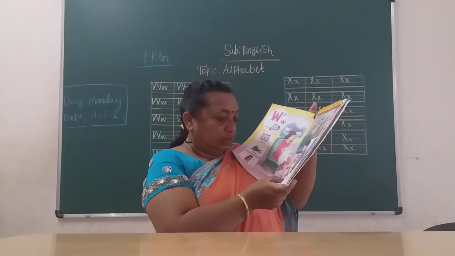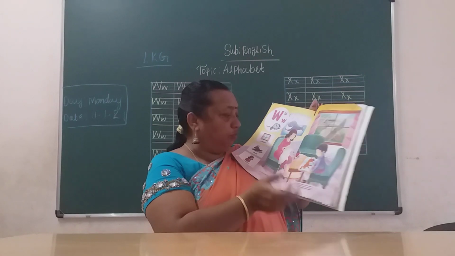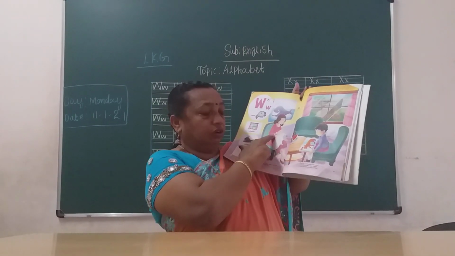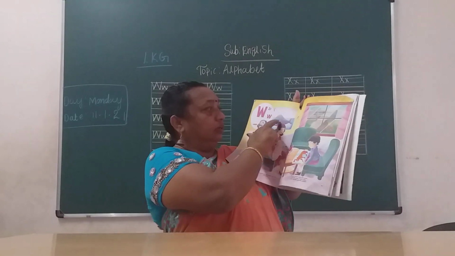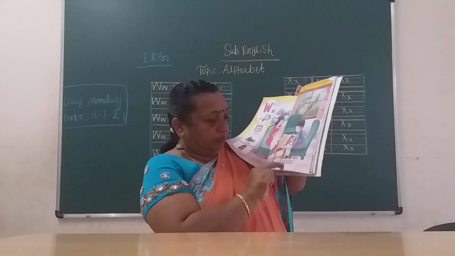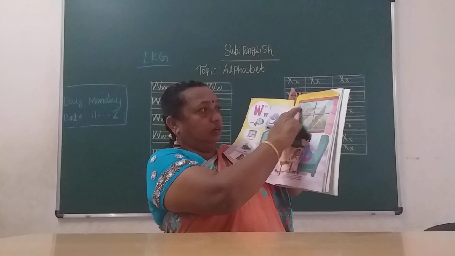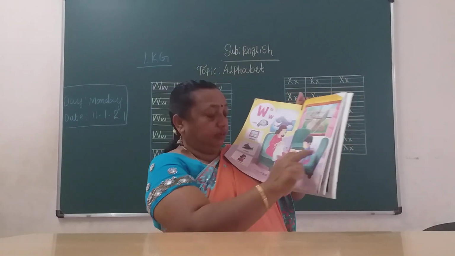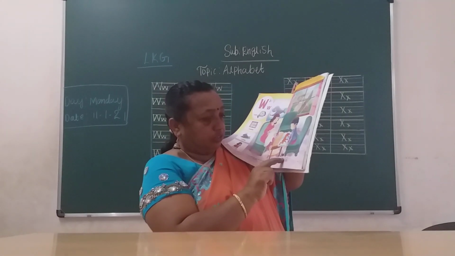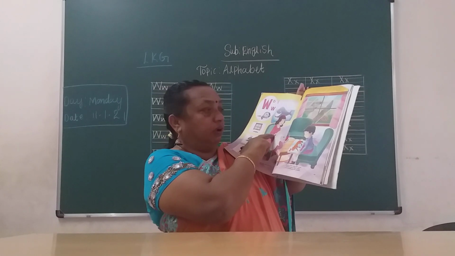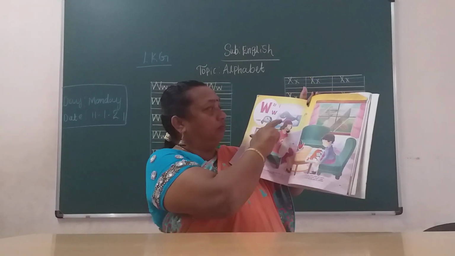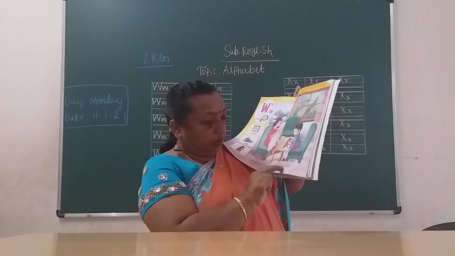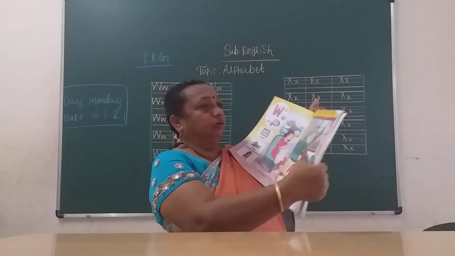See, children, here. W for watch, watch with a woman. W for whale, whale in the water. W for wall, wall with a window. W for watch, watch with a woman. W for whale, whale in the water. W for wall, wall with a window. Next.